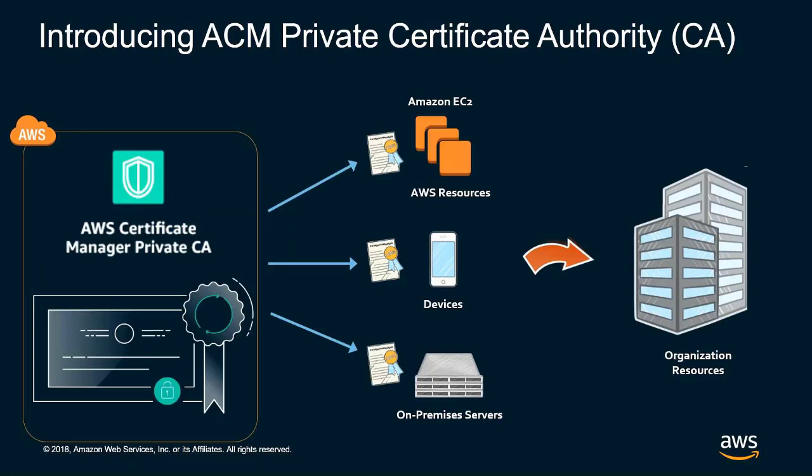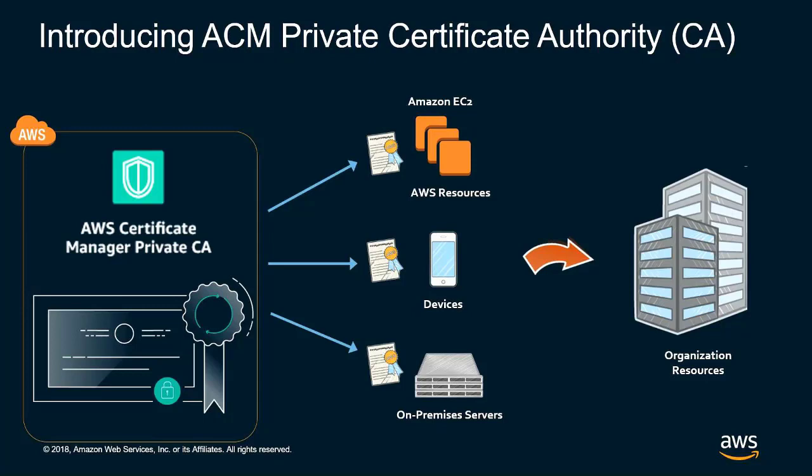So ACM Private CA, which stands for Private Certificate Authority, is a service that helps you manage the lifecycle of your private certificate in a way that's highly available without upfront investments and ongoing maintenance costs of running your own private CA. The service can renew your private certificates automatically on your behalf, and you can create and deploy private certificates for AWS resources using the AWS Management Console or AWS APIs or with the AWS command line interface.